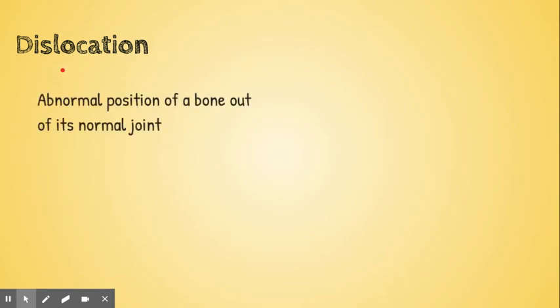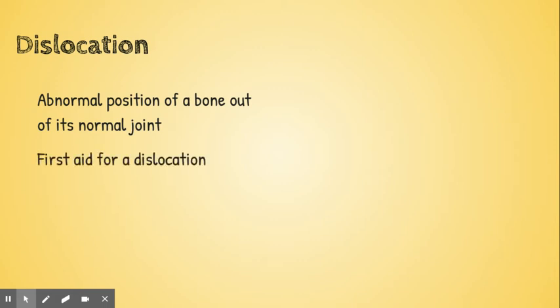Okay, so dislocations, these can be gnarly too. But again, the pictures that you're going to see, you already have them on your slideshow, so you can already look at those. Okay, so a dislocation is an abnormal position of a bone out of its normal joint. So wherever it's normally supposed to be, if it's moved, obviously that's a dislocation.